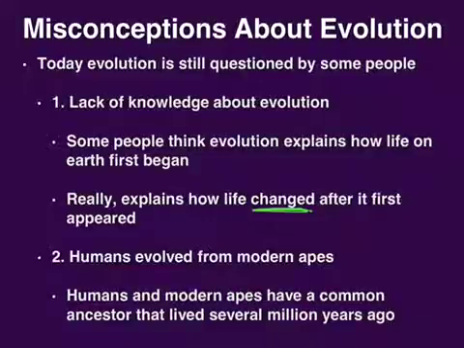Humans and modern apes have a common ancestor that lived several million years ago. So remember, here was that common ancestor. Then some event caused a divide in this group of common ancestors, and some of them branched this way and some of them branched that way. And both of those branches evolved different characteristics and led to the humans off one side and the apes off the other. So no, we did not evolve from apes.